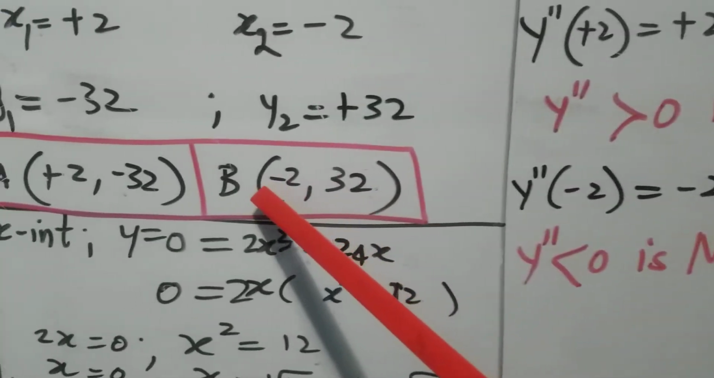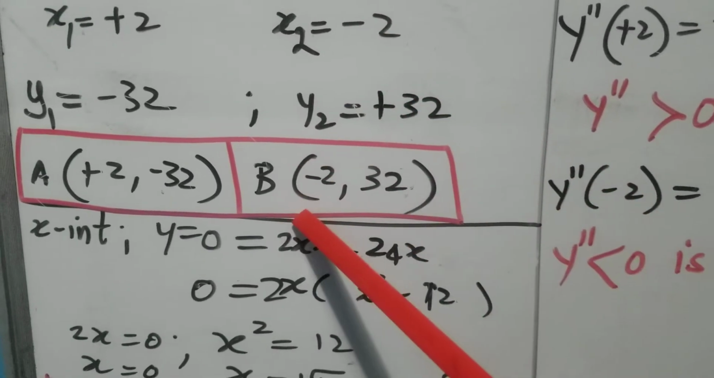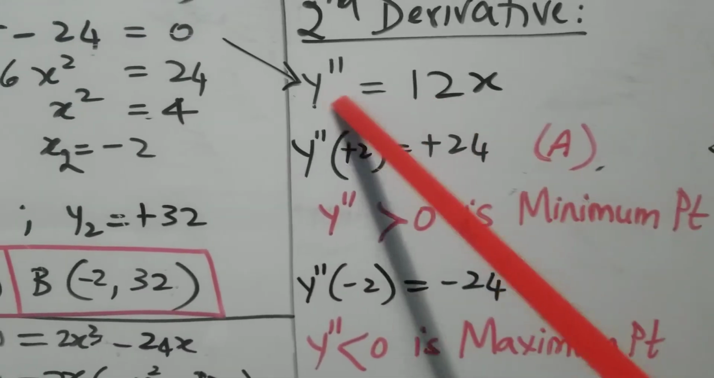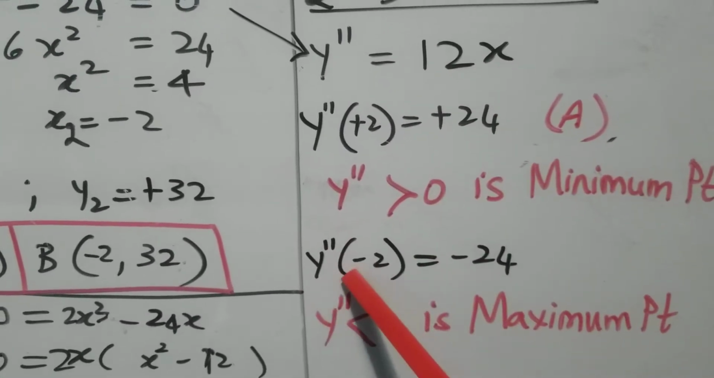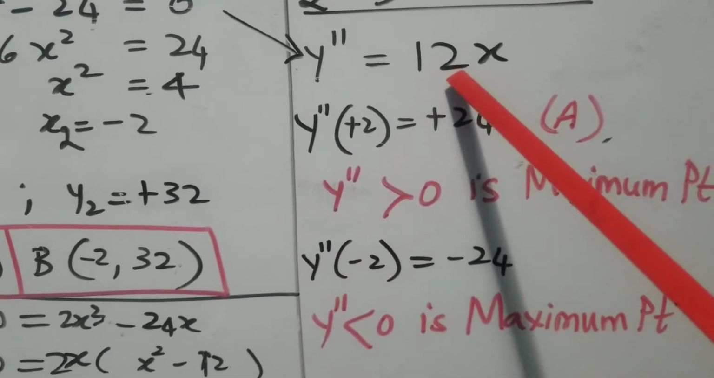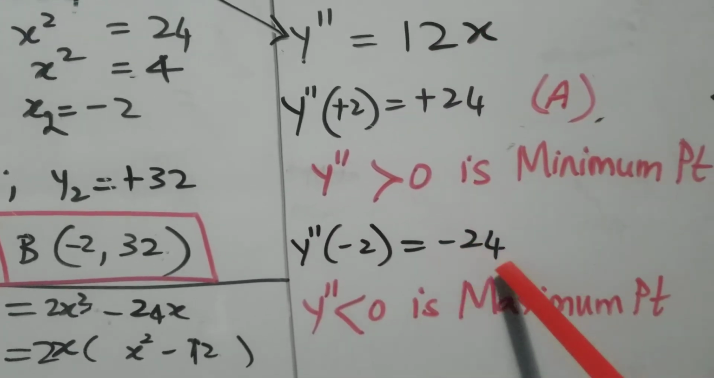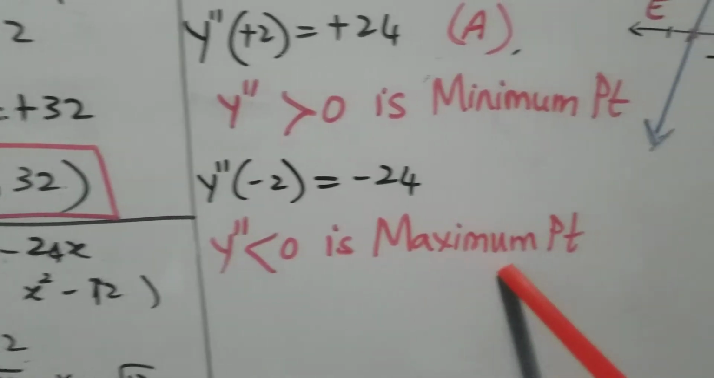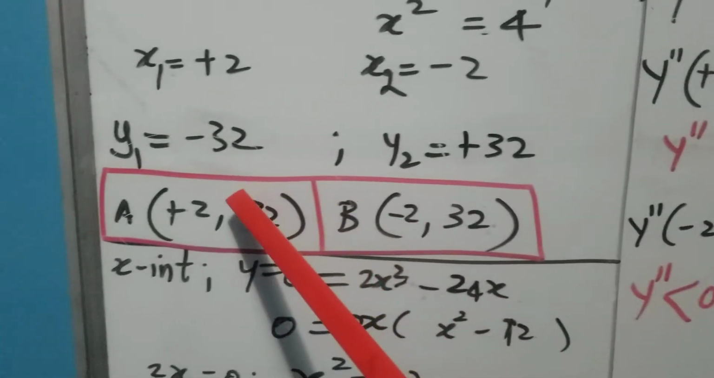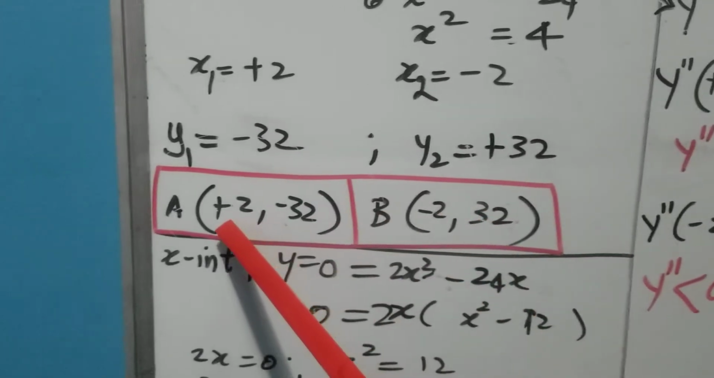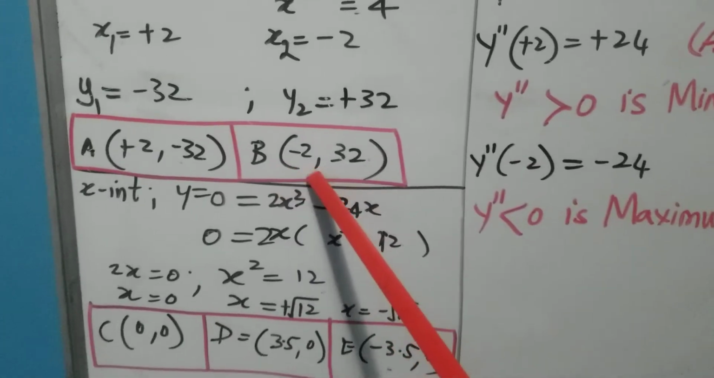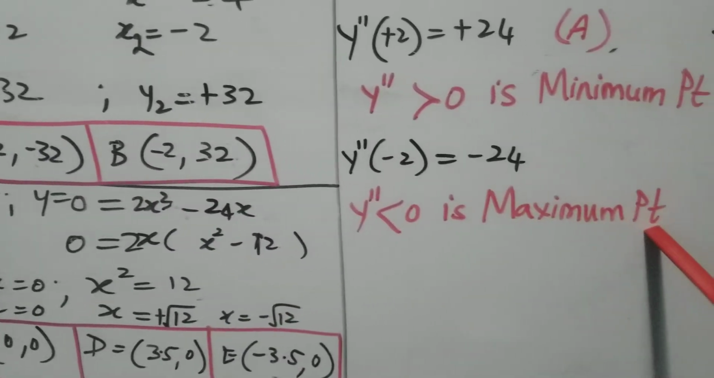And we take the x value from the second turning point B, substitute it into the second derivative. So we're finding y double dash of negative 2. So 12 times negative 2 is negative 24. If the second derivative is negative, then it's a maximum point. So it's very easy to conclude that A is the minimum point and B is the maximum point.